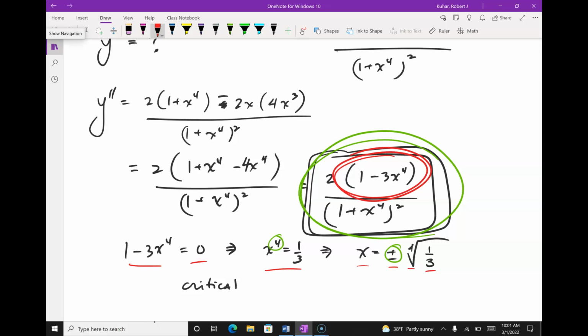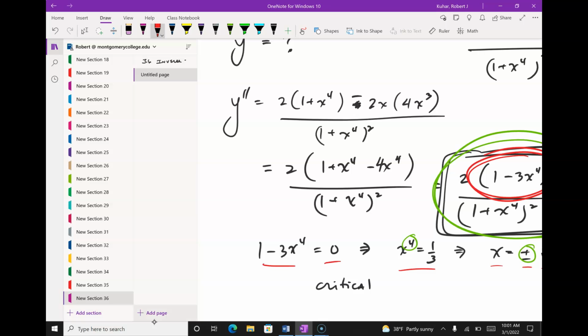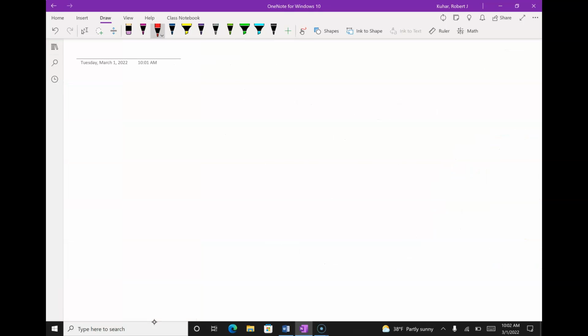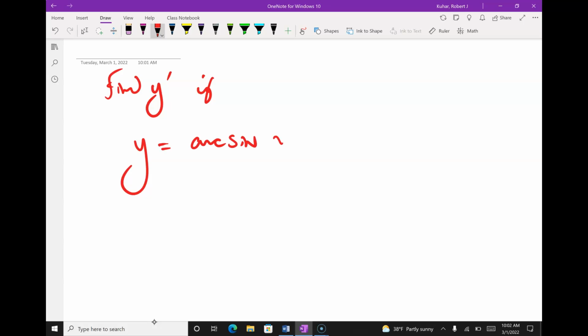All right, let's do inverse sine. So I want to find y prime if y equals the arc sine of x. So when I see an inverse trig, I don't think in terms of arc sines. I think in terms of sines. So I'm going to change this function into what? Sine of y is equal to x. Then I see a triangle, right?